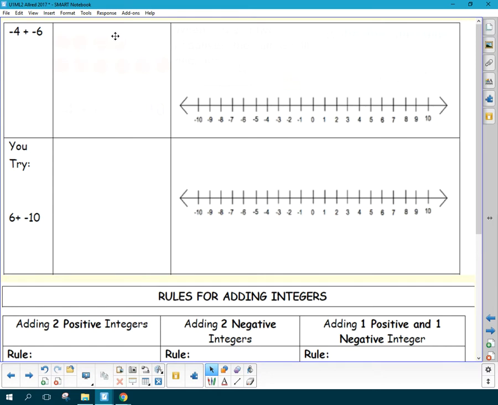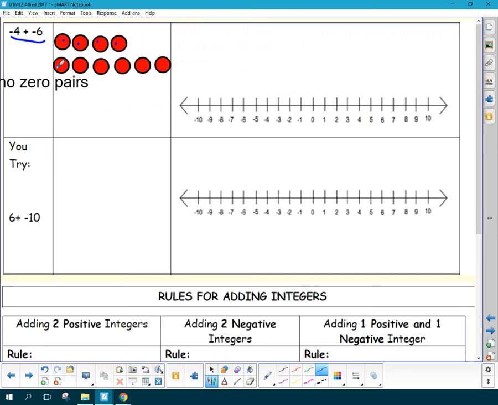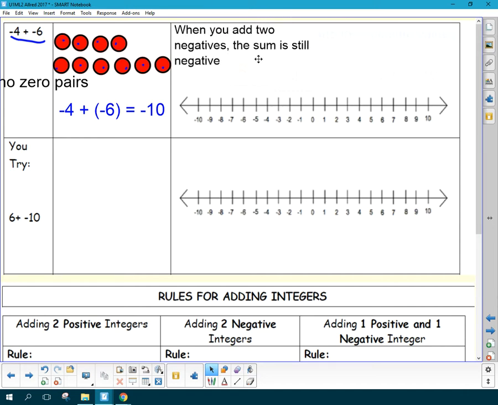If you take two negative numbers, like -4 plus -6, like we're about to do right here, you try to add them together. If you throw up 4 negative chips and then throw up 6 more negative chips, there are no 0 pairs. So because there are no 0 pairs, I can just count the number of negatives that I have. I have 1, 2, 3, 4, 5, 6, 7, 8, 9, 10 negative chips up there. So -4 plus -6 is -10. When you add 2 negatives, the sum is still negative.